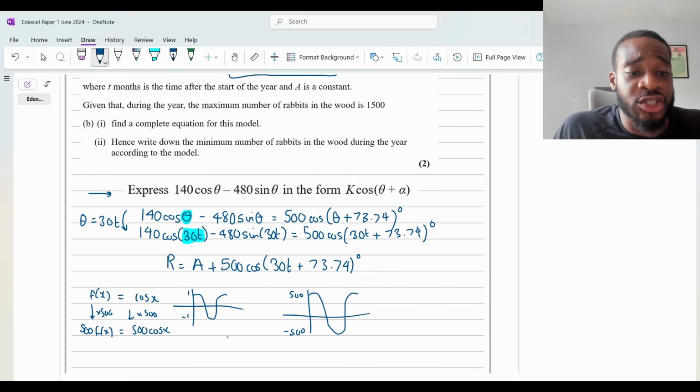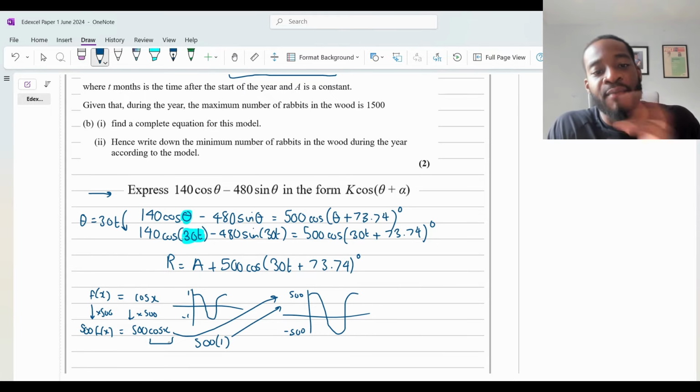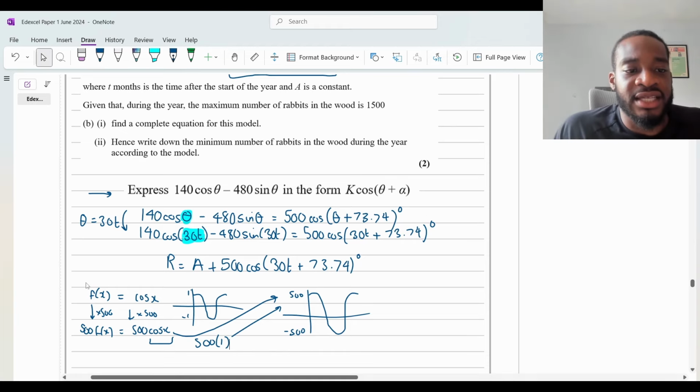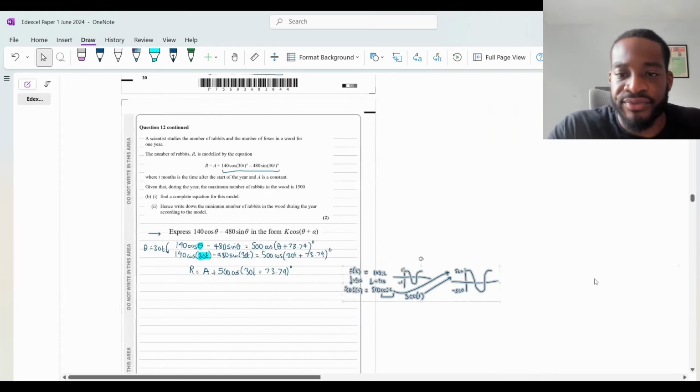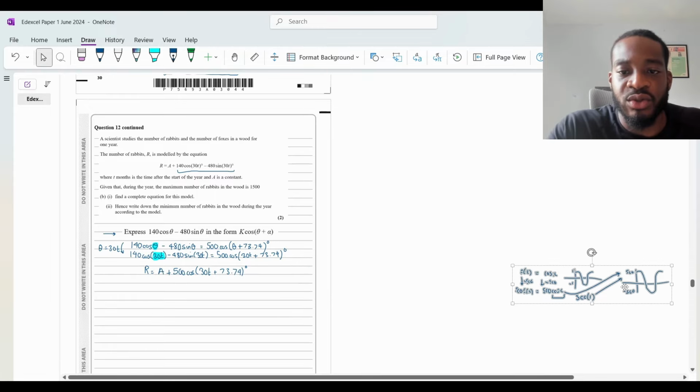And that just comes from the fact that we know what the max and minimum of cosine is. The max of cosine is 1. So if I wanted to find the maximum there, it would be 500 times that maximum value of cosine, which is 1, which is 500. And then obviously the minimum is minus 500, 500 times minus 1. So the reason why that's helpful, I'll put this all the way to the side.